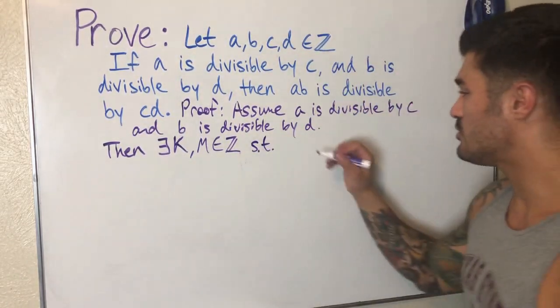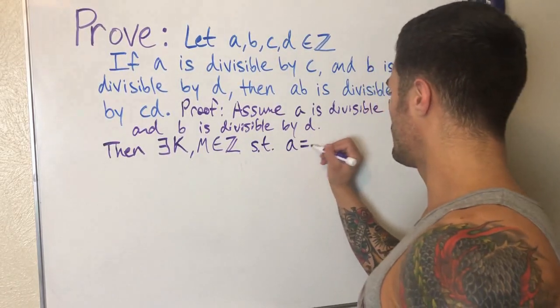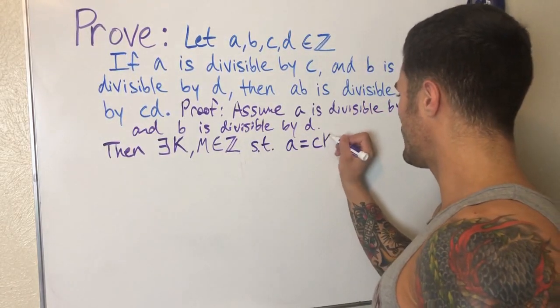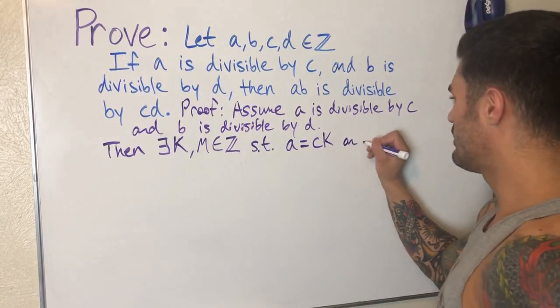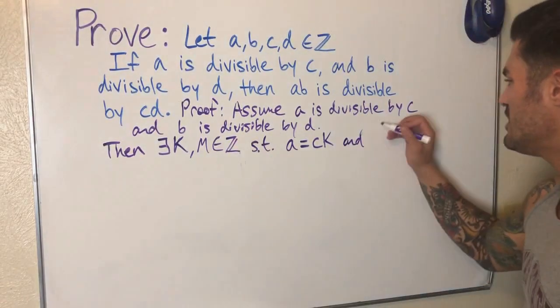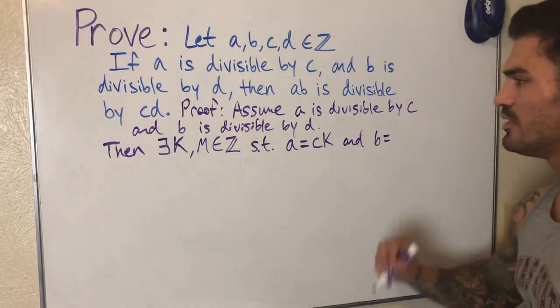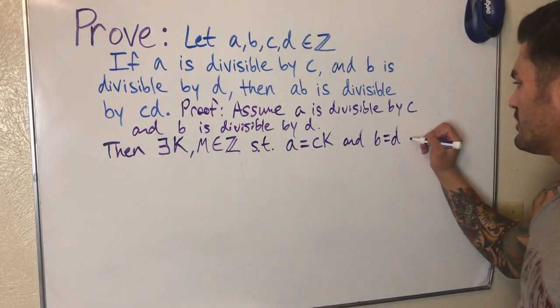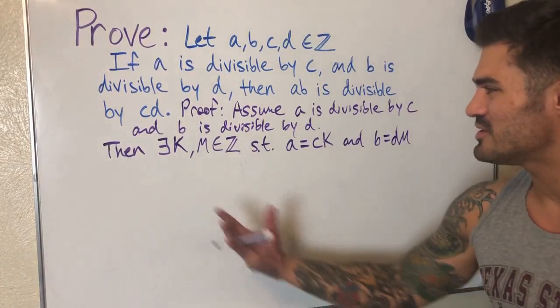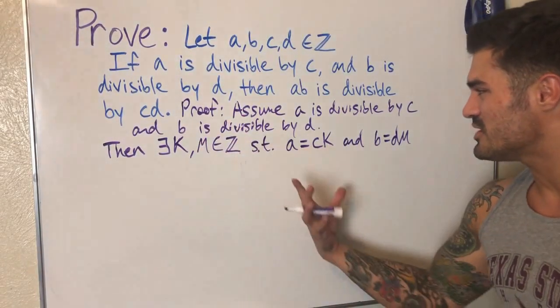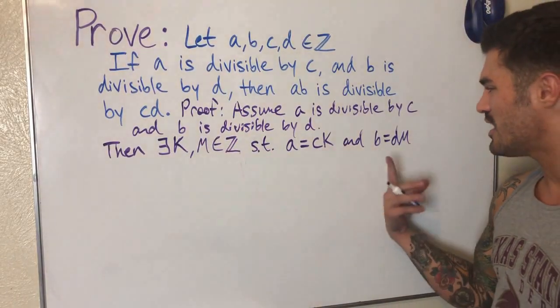So there exists two of these such that what? Such that A equals CK, not Calvin Klein, okay? And what else? Let's see. B equals DM. It goes down in the D. I'm an idiot. Alright, so what do I do from here? Let's see. There exists K and M. These are integers, so that A equals CK and B equals DM.